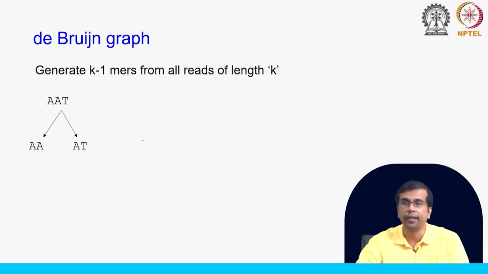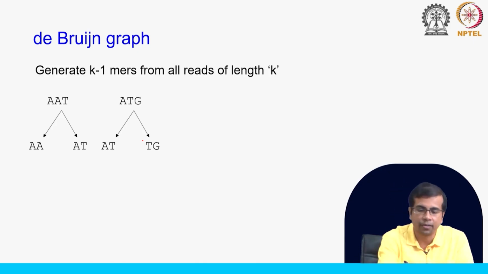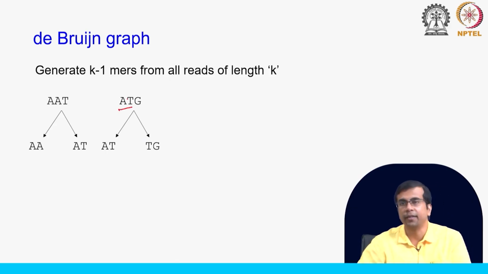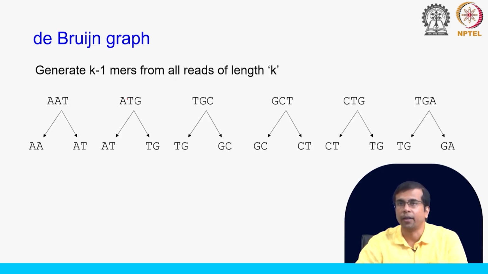We start with AAT: the left one is AA and the right one is AT. For ATG, the left one is AT, the first 2 bases, as you can see, and the right one is TG, and so on. For TGC, the left one is TG and the right one is GC. So you understand how we are deriving these (k-1)-mers, and we do this for all the reads that we have in our data. You can see all the reads being split into left and right (k-1)-mers.